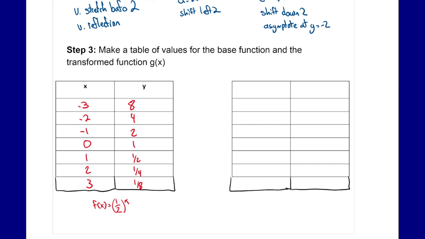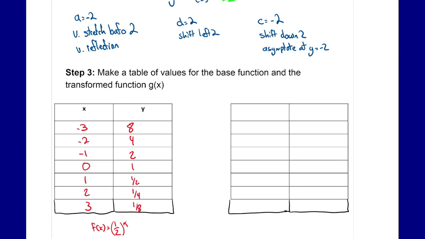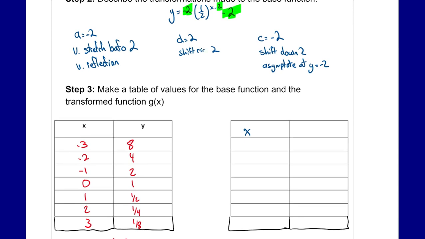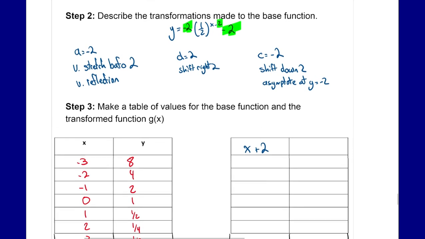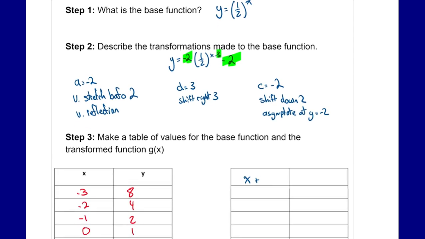For our transformed function, our g at x, we're going to have our x value. I made a mistake. It's not left 2. It's right 2. So plus 2. Or did I not? I didn't even write it out right. My mistake. It is negative 3. I wrote down negative 2 for some reason, which means that the d value is 3, which means we shift right 3. So I apologize for that. Hopefully it's not too much for you to change that. So we go back. Our transform function for x is plus 3.